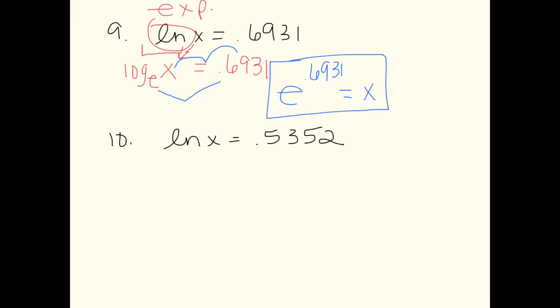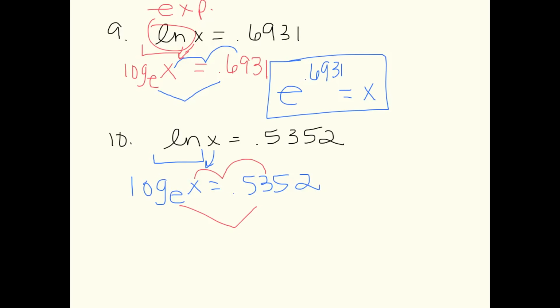And now it's in exponential form. Try number 10, pause the video, try it, and then check back and see what I do. So natural log is just log base e, and then we keep writing the rest of it, x, 0.5352. And then we change using that heart that we've done before. e to the 0.5352 equals x.